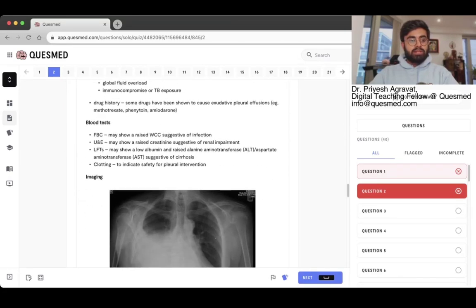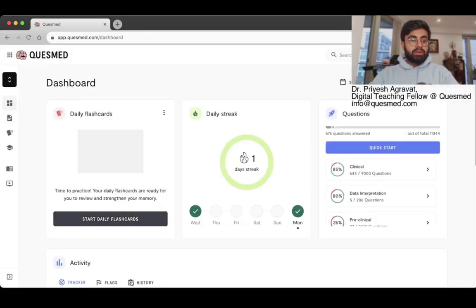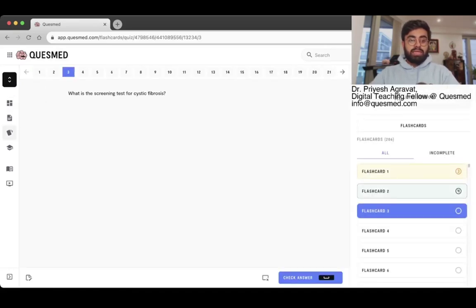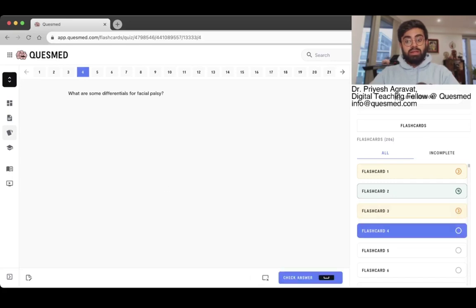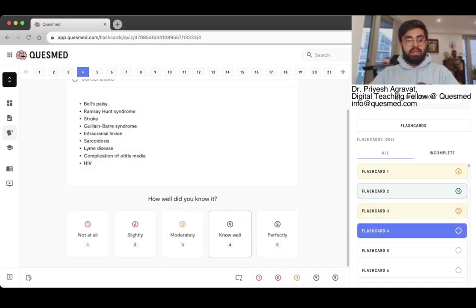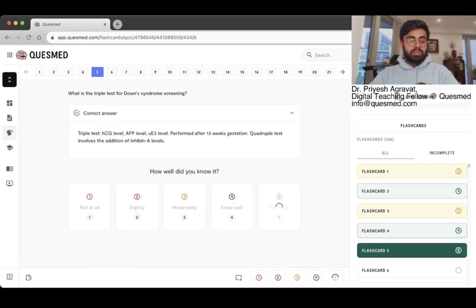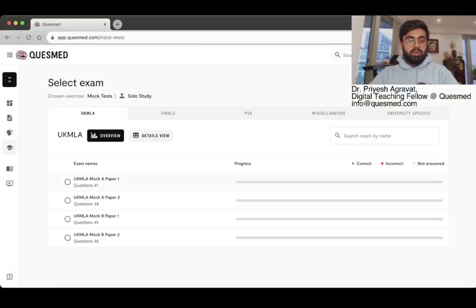Next, I'd like to show you our flashcards, and these are based on an AI algorithm which takes into account the questions that you've got wrong and need to learn further to produce a daily set of flashcards which you can then rate to further help determine what you need to see on the next day. And as I mentioned, these refresh every single day. We have mock tests on our platform as well, including prescribing assessments.